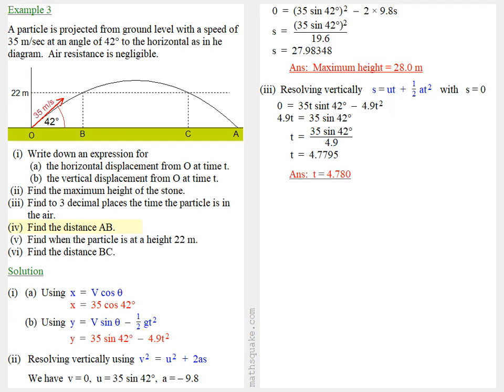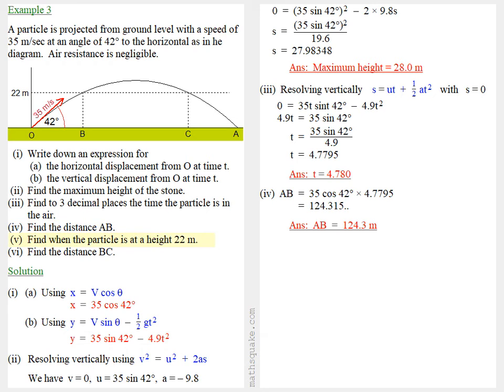Now in part 4 we're asked to find the distance AB. Now we know the horizontal distance AB is the horizontal speed, which is 35 cos 42, times the time of flight, which is 4.7795. And that gives us 124.315, and so the distance AB is 124.3 metres.